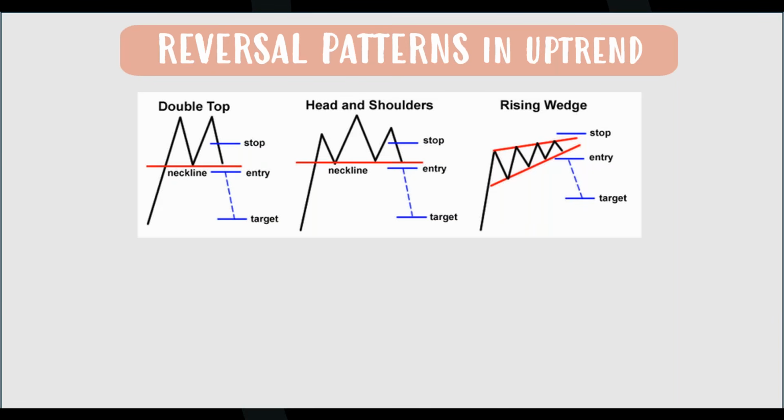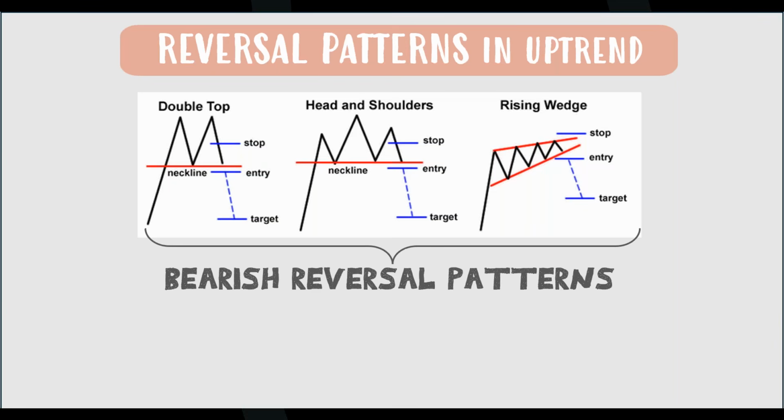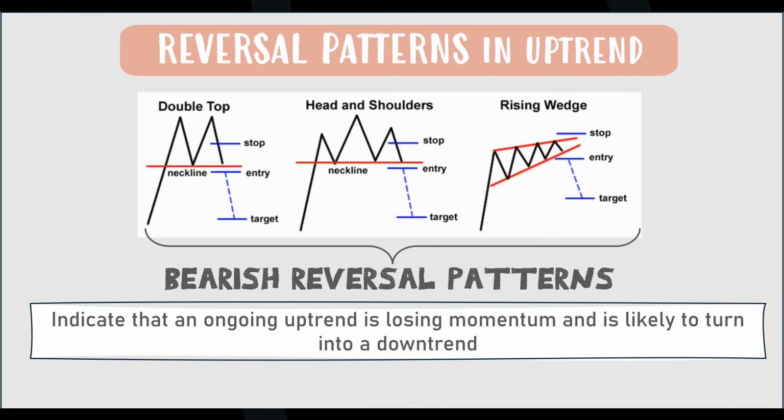I need to get out, or this has now reached the bottom and it's time for me to get in. So the reversal patterns will be a double top, head and shoulders, and a rising wedge, which can also form in a bear trend, but when it forms in an uptrend, it means it's a reversal pattern. Those are known as bearish reversal patterns, and they indicate that the ongoing upside momentum is starting to lose steam. You want to know that information because you want to get out when it's losing steam.